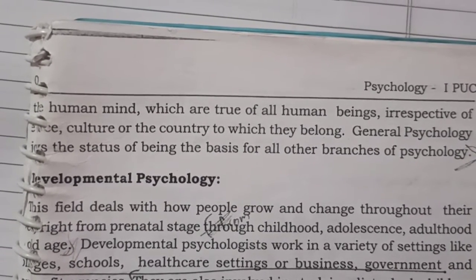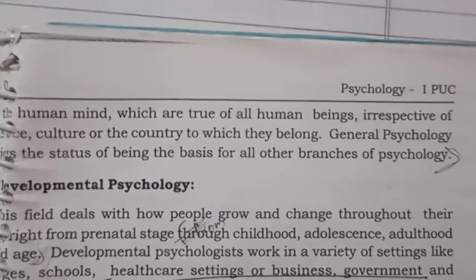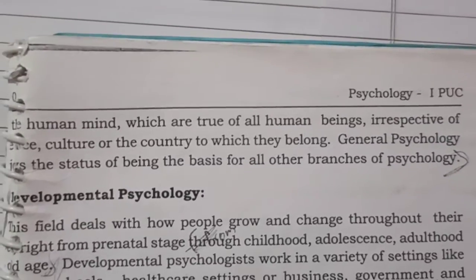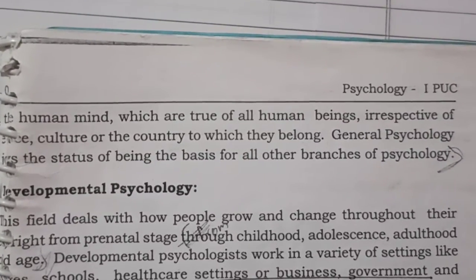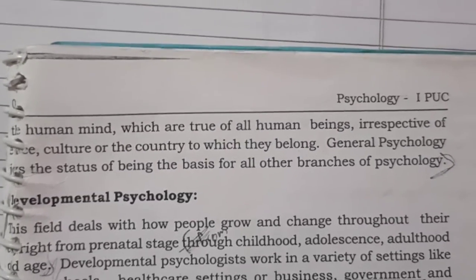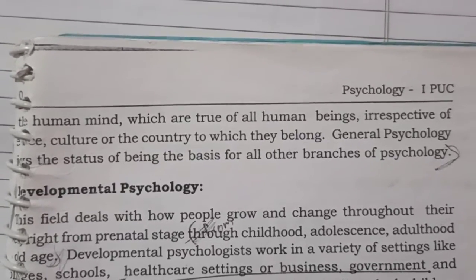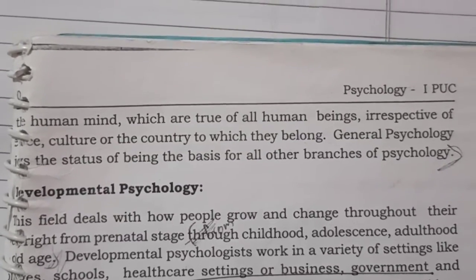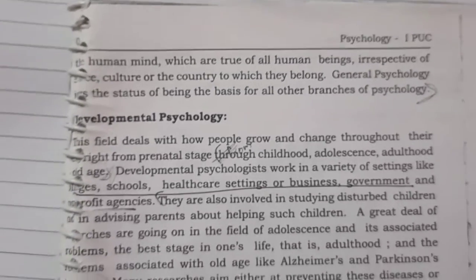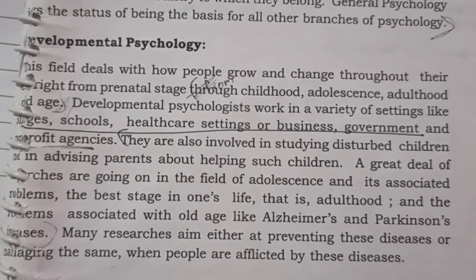General psychology has the status of being the basis for all other branches of psychology. So as I already told you, it is just general basic things. It acts as the basis for all other branches of psychology. So it is like a startup, or a beginning, or the basic thing that general psychology talks about. The next one is developmental psychology.